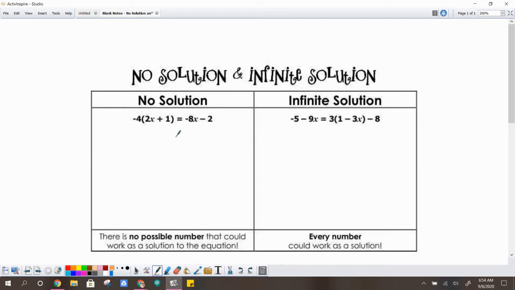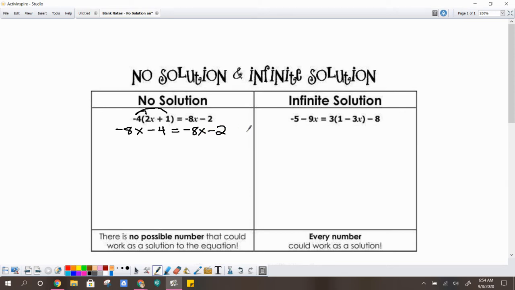So we're going to go ahead and solve this just like we would any other multi-step equation. Step one, remember, is to distribute if possible. And in this first one, we can. We have a -4 that we're going to pass out to both parts. So we're going to do -4 times 2, which is a -8x, and then a -4 times a positive 1, which is a -4, and then bring down the -8x minus 2.